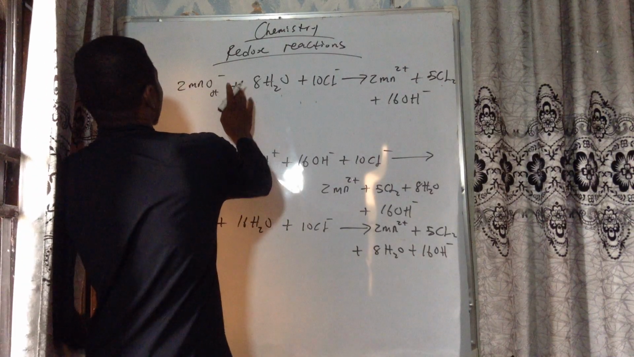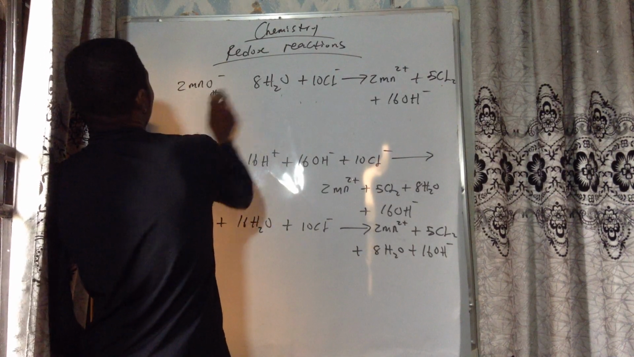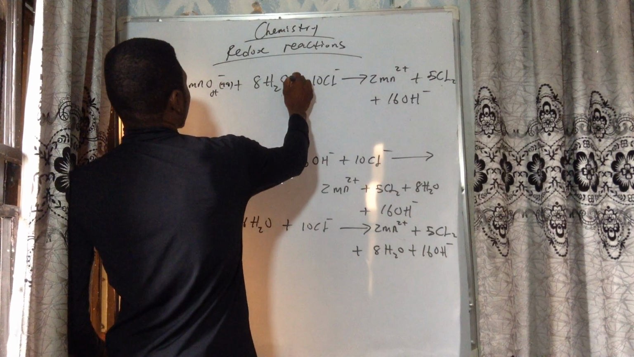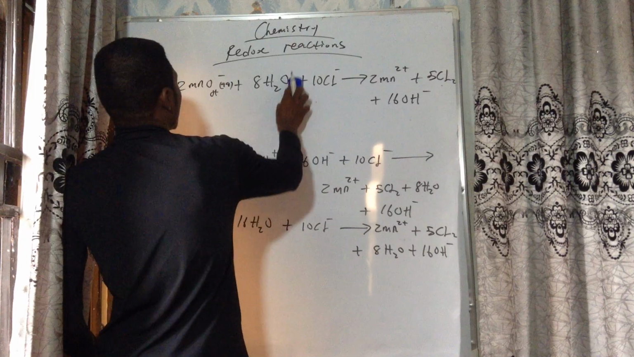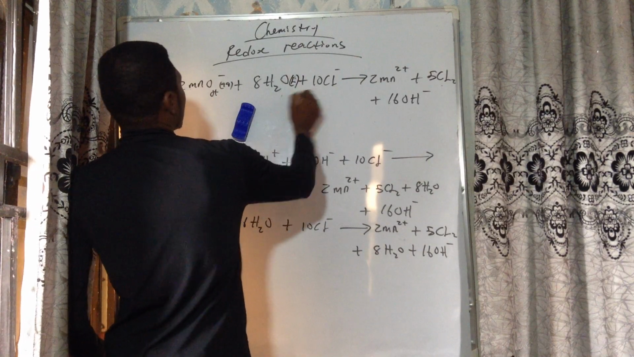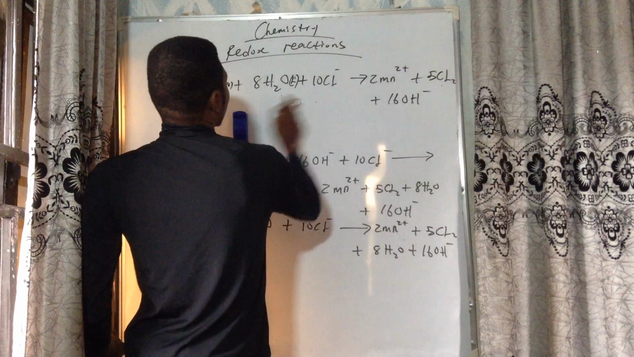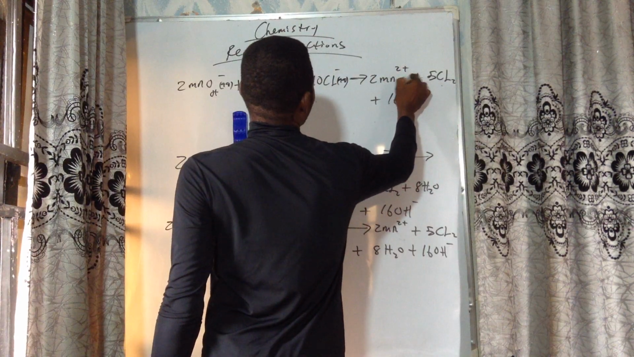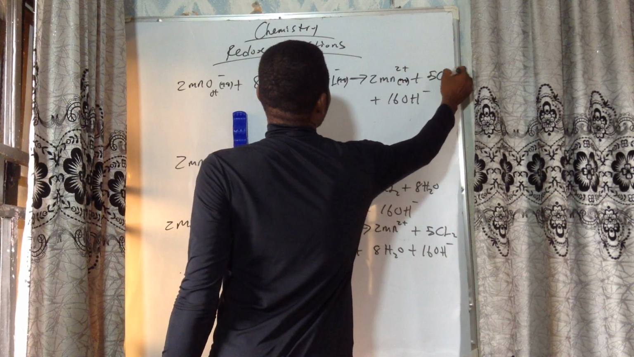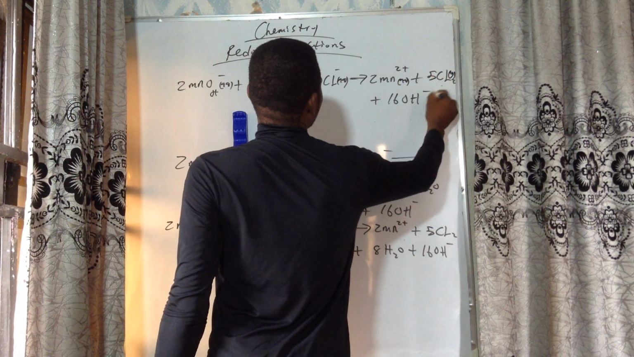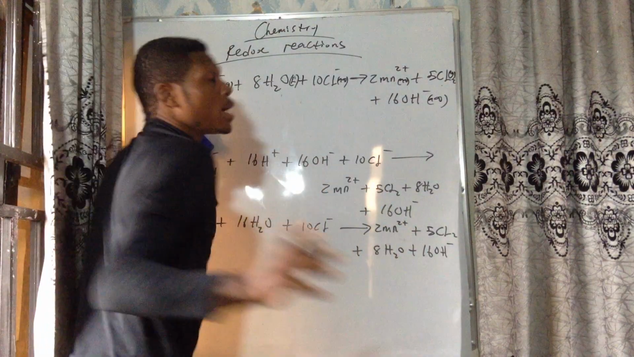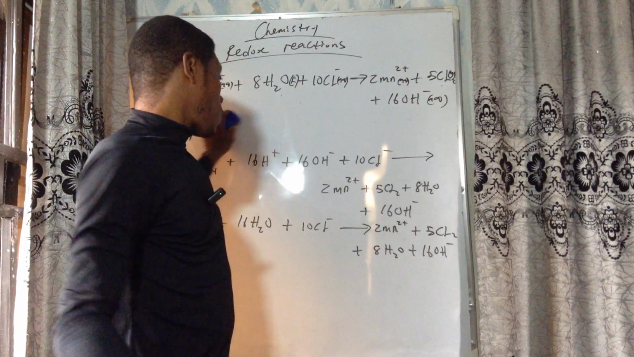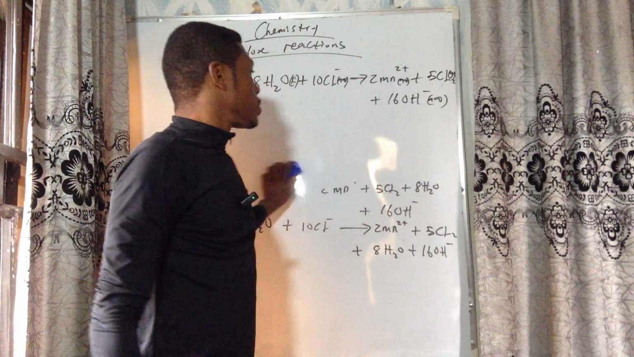Now, in a serious exam where you are expected to show all workings, please remember to put the state symbols: aqueous, liquid, this one aqueous, this one aqueous, AQ, this is gas, G, and this is aqueous. So remember, so that they will not remove marks for you. Yeah, it's necessary in a serious exam where you are showing all workings. All right, so this is all you need to know.